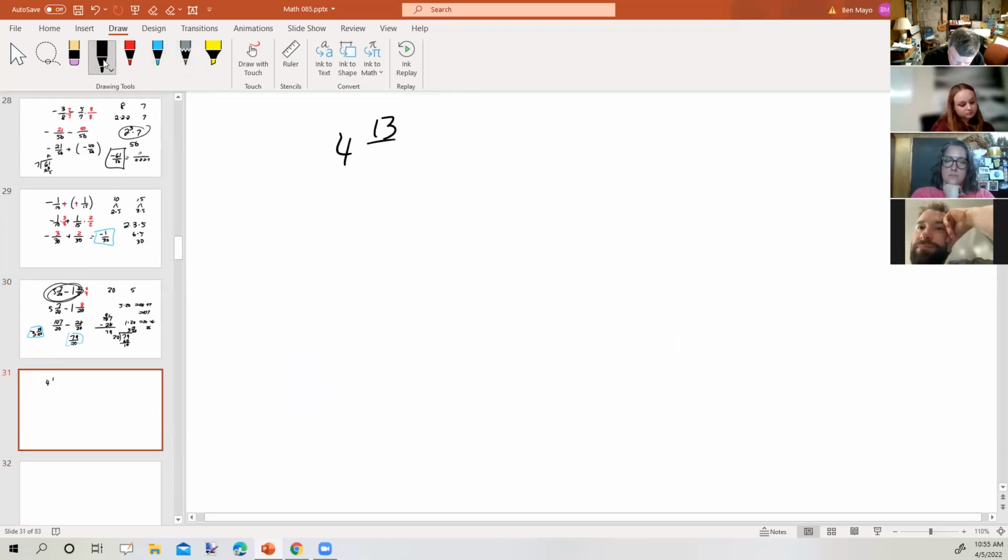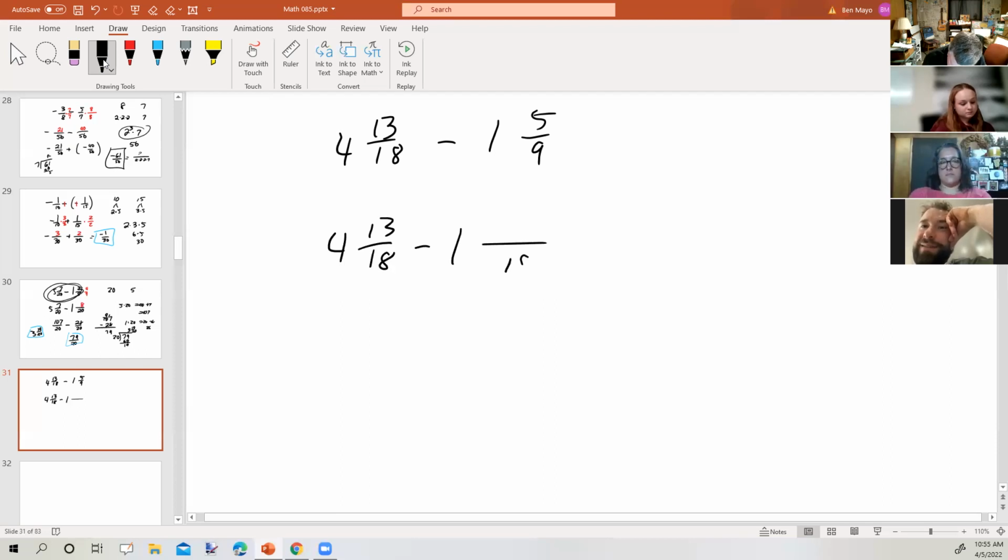4 13/18 minus 1 5/9. Common denominator here is 18. Everybody okay with that? Okay, so that remains, and this changes into 18ths. We've got to multiply 5/9 by 2/2, so 5/9 becomes 10/18.